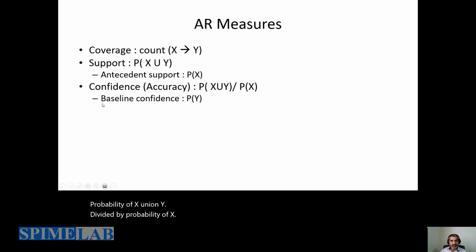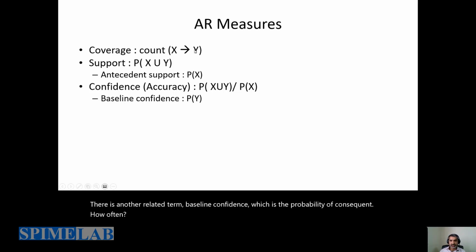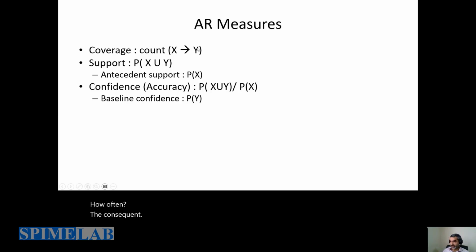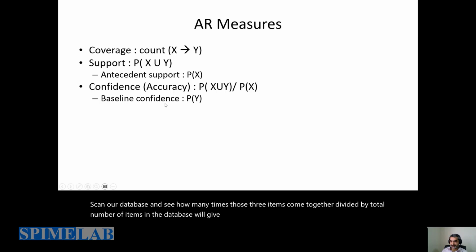There is another related term, baseline confidence, which is the probability of the consequent. How often the consequent is observed in the database. So in Y, if we have 3 items, we will scan our database and see how many times those 3 items come together. Divided by the total number of items in the database will give us baseline confidence. Very related terms: probability of X, antecedent support; probability of Y, baseline confidence.